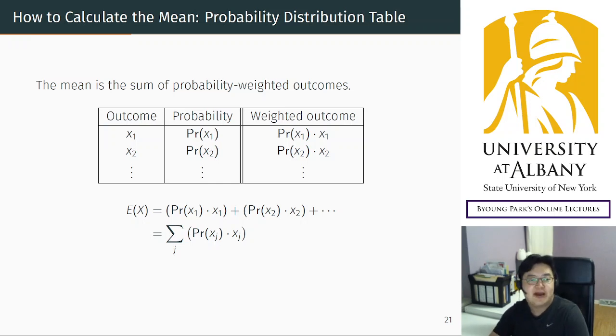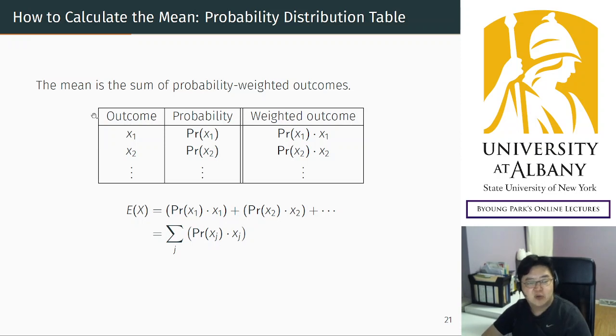Hello, welcome back. So we are going to continue chapter 3 about the mean, the average. Let me review briefly what we have done last time. We defined the mean as the sum of probability weighted outcomes. That was the most important lesson we learned last time.